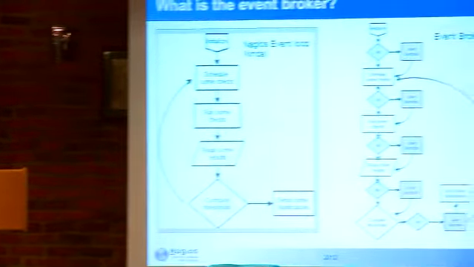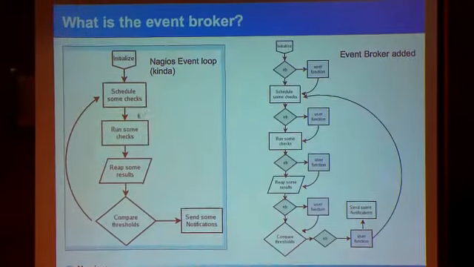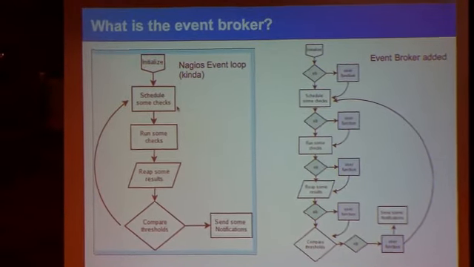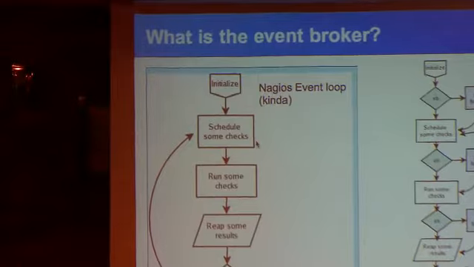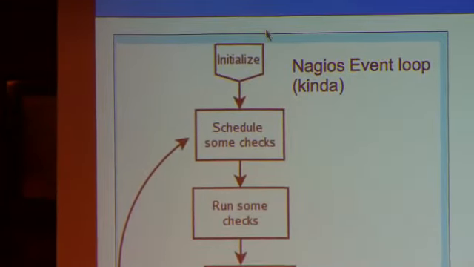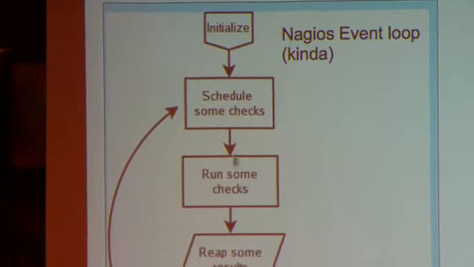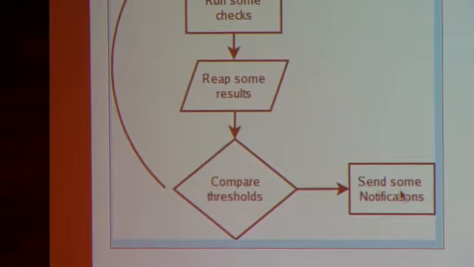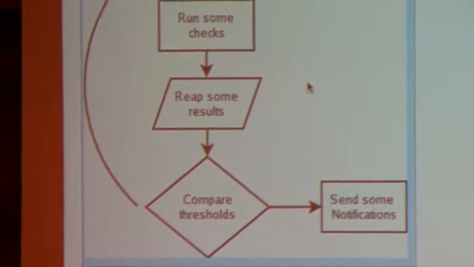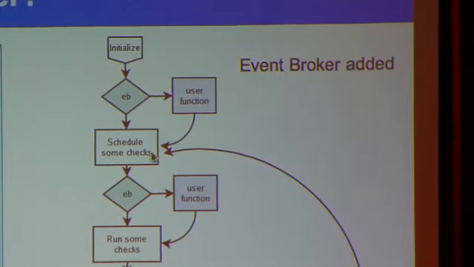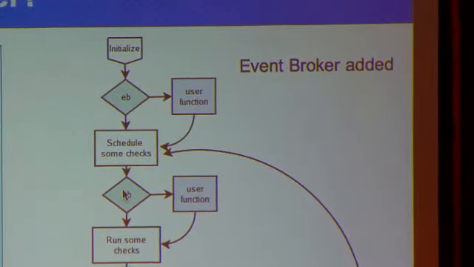So let's take a look at what the event broker actually is. On this side, I have a grossly inaccurate oversimplification of the Nagios runtime event loop. We wake up and initialize, we schedule some checks, we run some checks, we read some results, we compare those against thresholds, and we maybe send notifications. That's pretty much what we're doing. Ethan's not here, is he? But that's sort of Nagios, kind of.